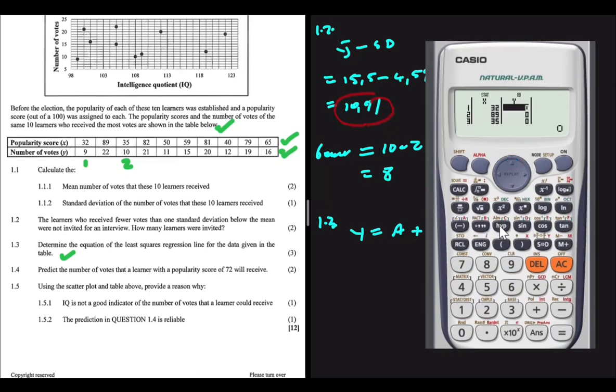So let me go up to the first x value. So you have to punch in the y value next to its corresponding x value, right? So 39 is going with 9, 89 is going with 22, 35 with 10, 21, 11, 15, 20, 12, 19, and 16.